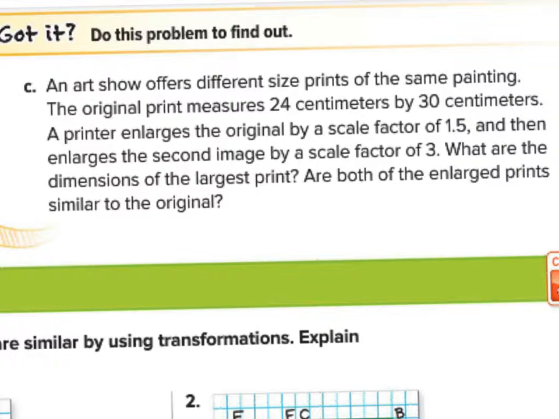Okay, last example. An art show offers different size prints of the same painting. So similar, but they're different sizes. The original print measures 24 by 30 centimeters. I think those are important numbers to write down, so I will write them down. 24 by 30. Okay? A printer enlarges the original by a scale of 1.5. Okay, so times 1.5, just so that we can get the enlarged size, and times 1.5 again.